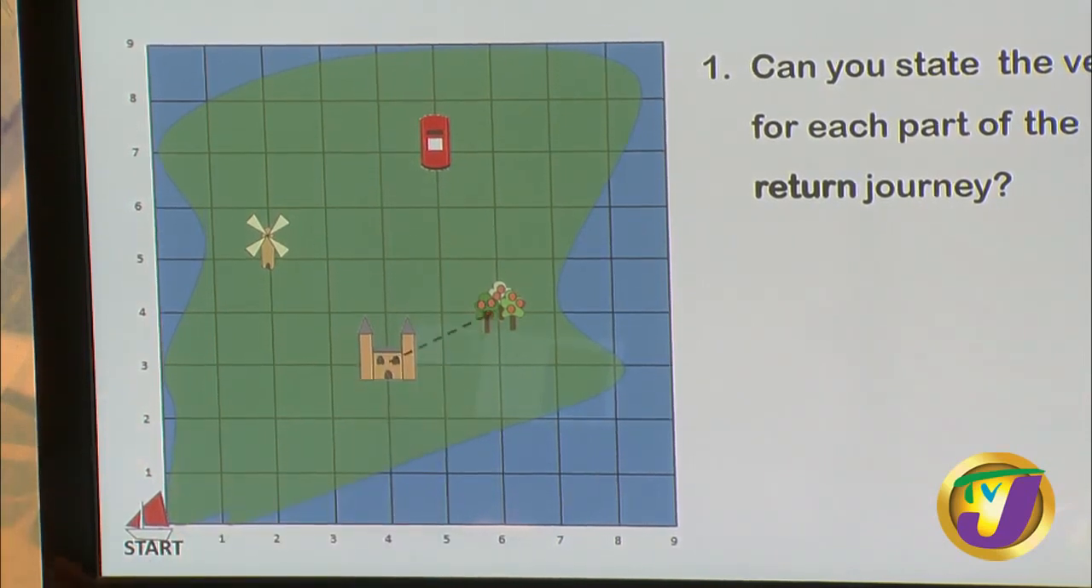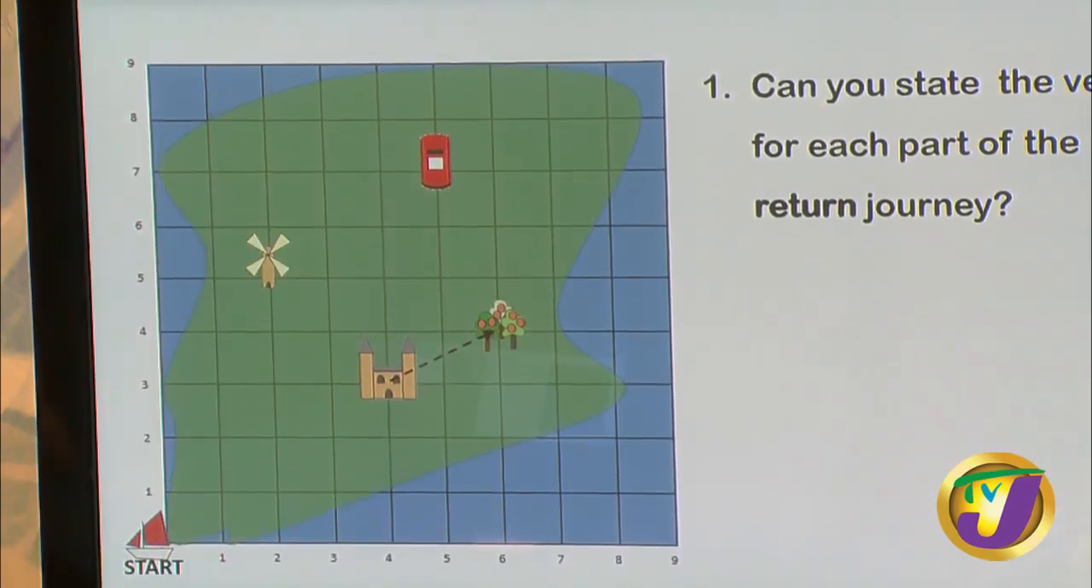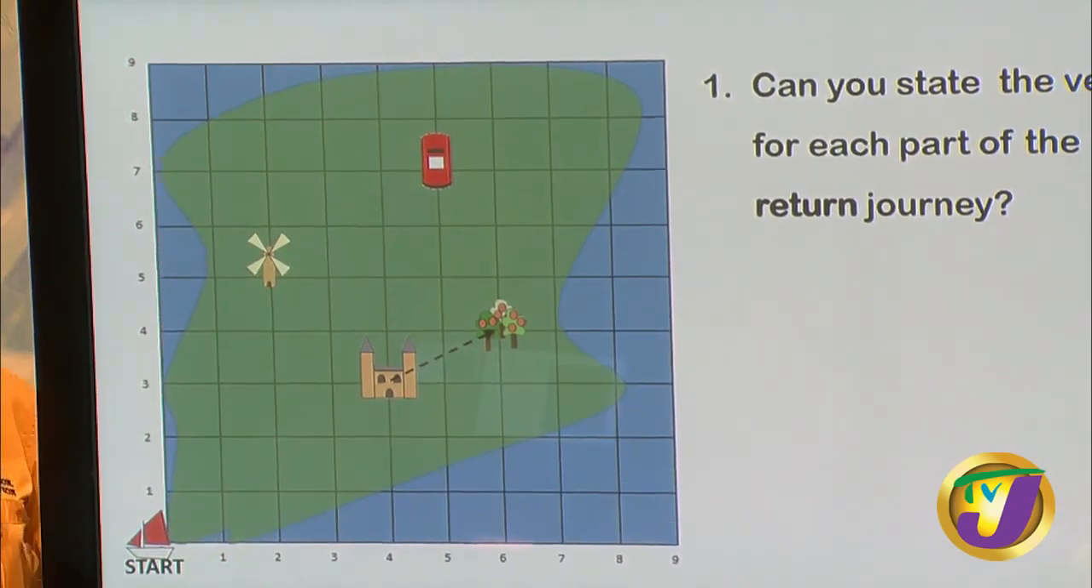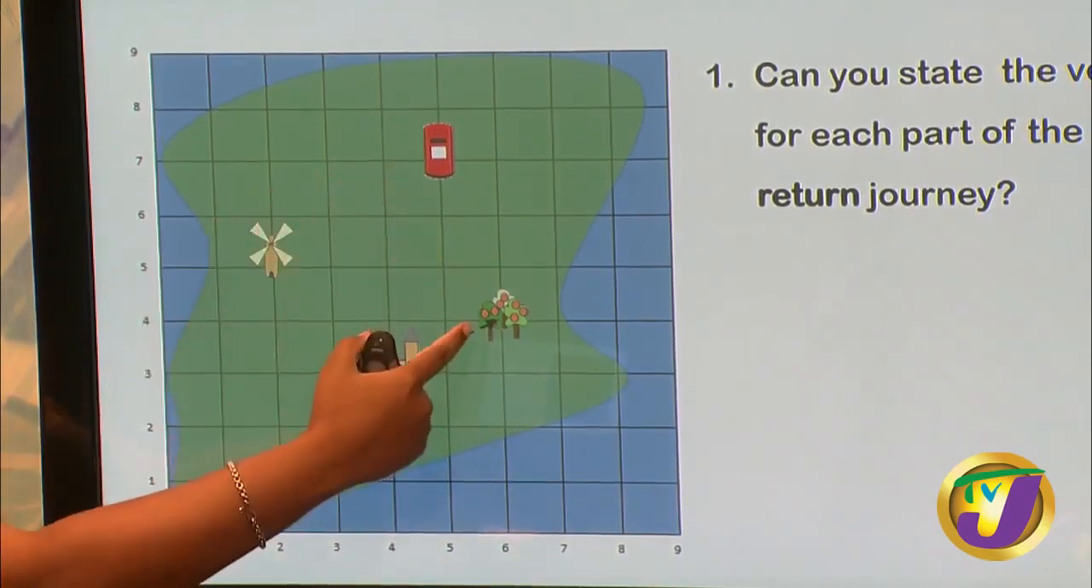All right, let's see. So from here to here, that's 1, 2, and then a positive 1. Yep. Brilliant. Okay, so now we are going from the tree to the car, I'm assuming. And so that looks like... What was our original vector from the car to the tree?